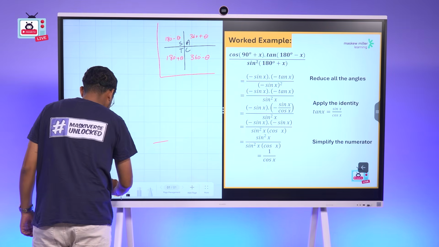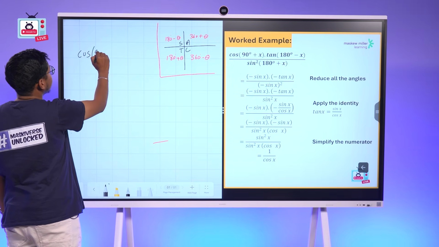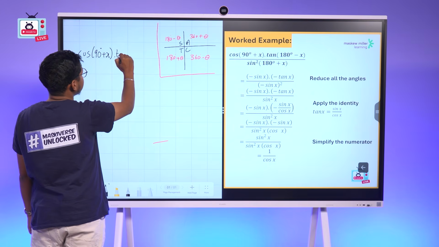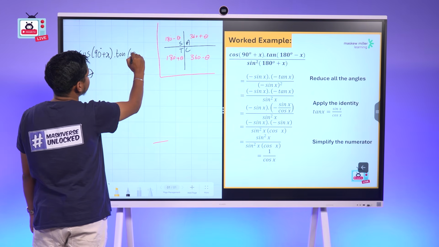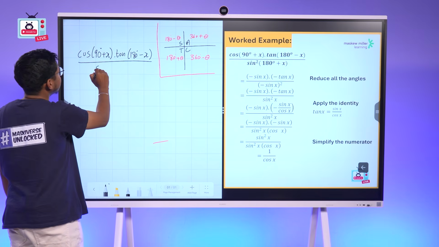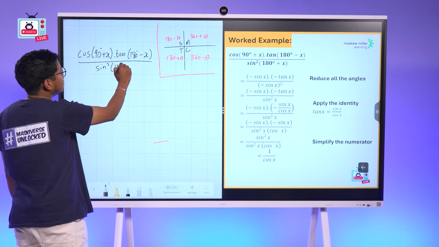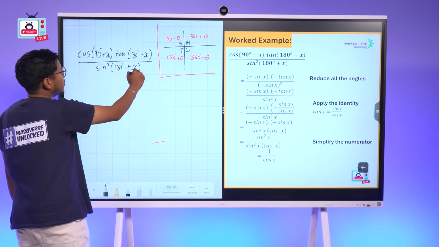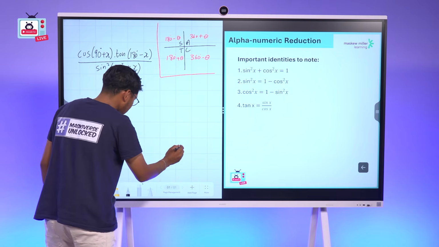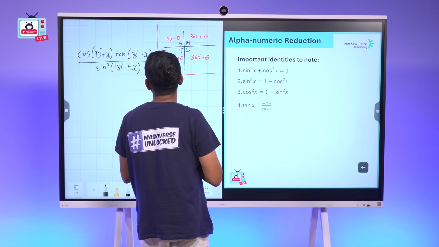So I'm going to use cos of (90 degrees plus x) times tan of (180 degrees minus x), all over sine squared of (180 degrees plus x). Now I'm going to go back so we don't have to look at the answer, so we can just use what we have quickly gone through in our summary to solve the problem over here, okay?